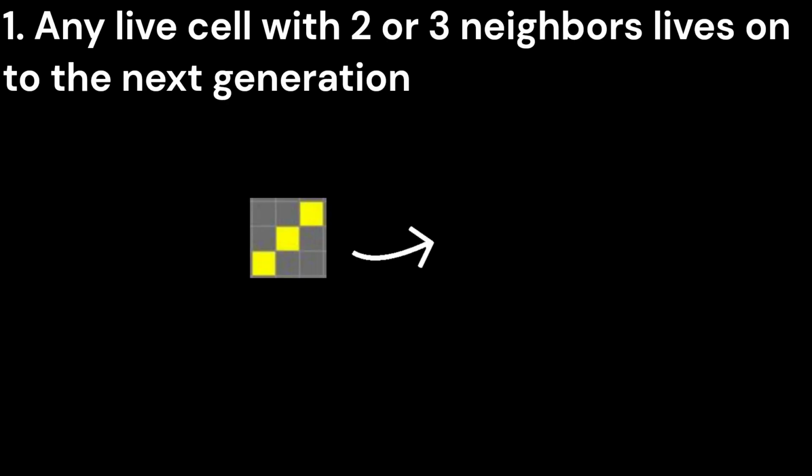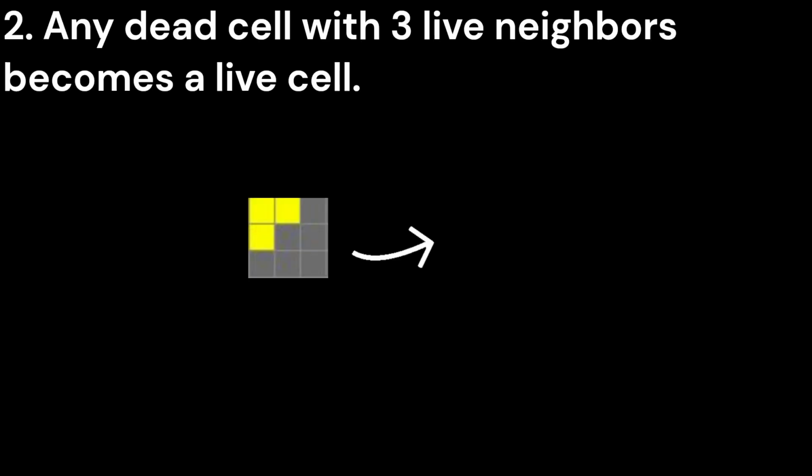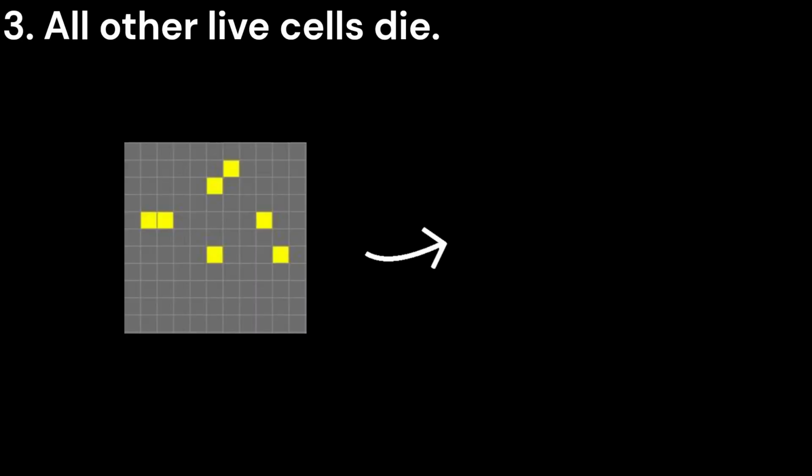Rule number 1. Any live cell with 2 or 3 neighbors lives on to the next generation. Rule number 2. Any dead cell with 3 live neighbors becomes a live cell. Rule number 3. All other live cells die.